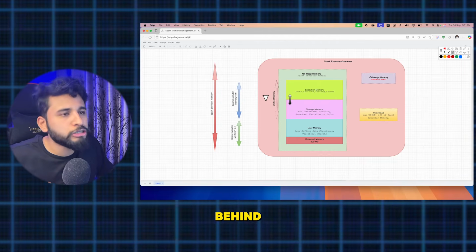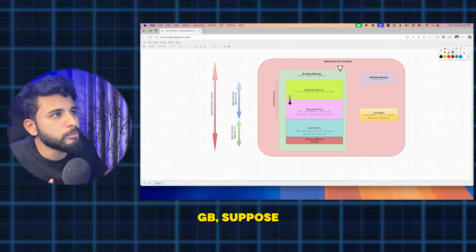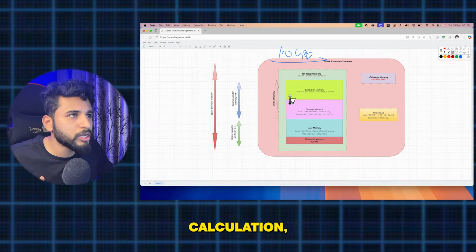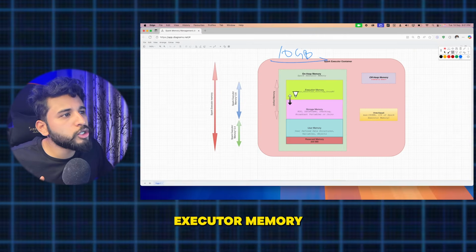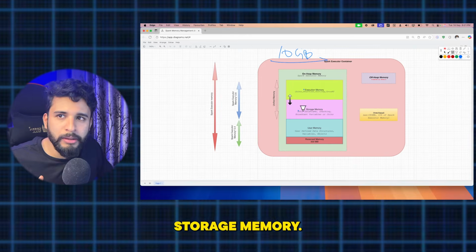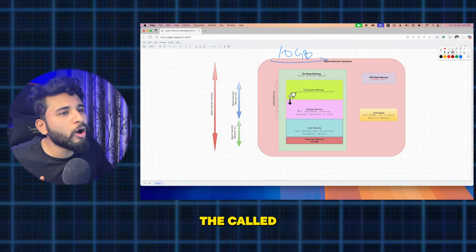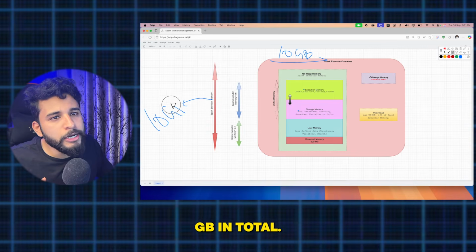What is the maths behind these things? Suppose we are talking about 10 GB, for easier calculation I am taking 10 GB of executor memory. So what is Spark executor memory? Spark executor combines the execution memory and the storage memory. If we combine these two memories together, this will be called the Spark executor memory, and that will be 10 GB in total.